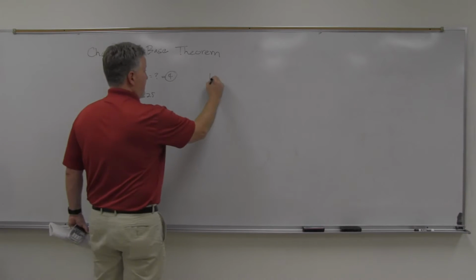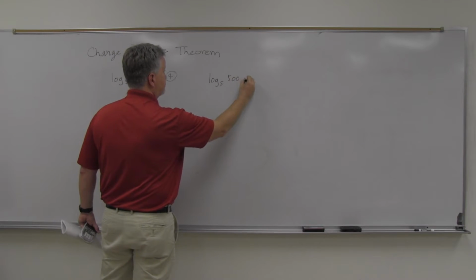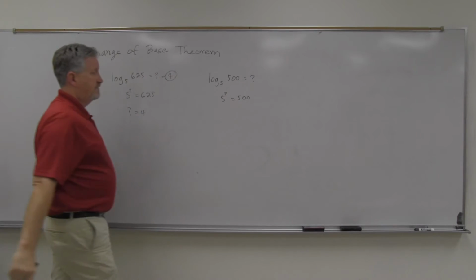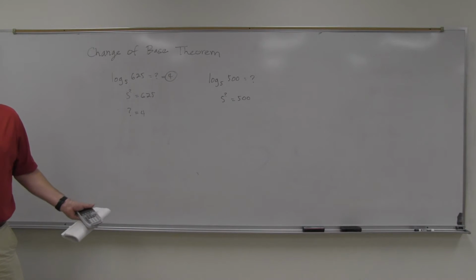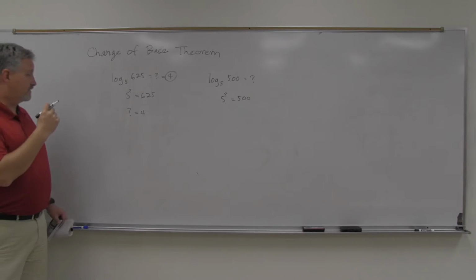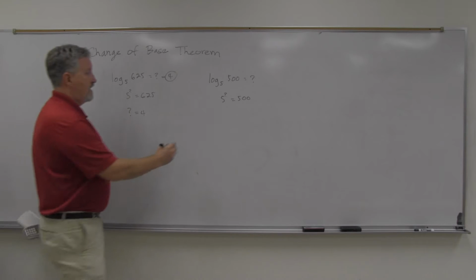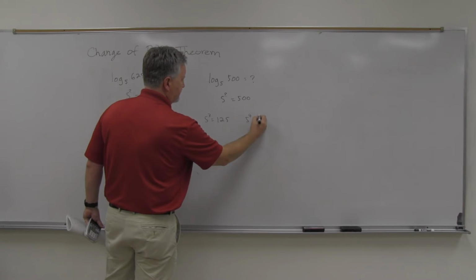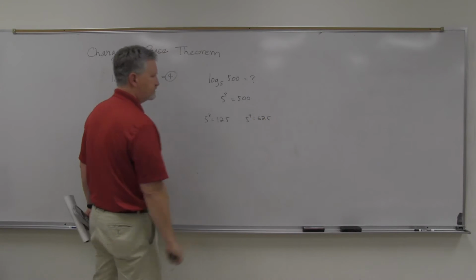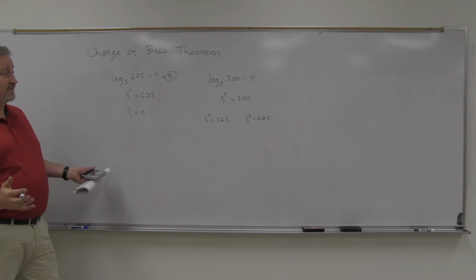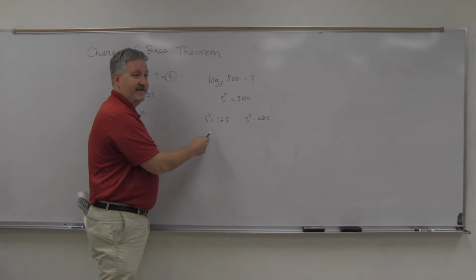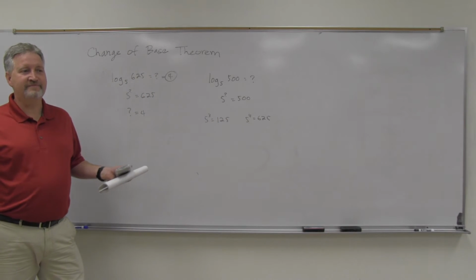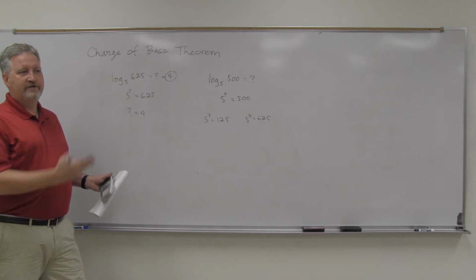Now, if it's log base 5 of 500, though, the problem with using the definition is that 5 to what power gives me 500 is not a nice power of 5. 5 to the third is 125. 5 to the fourth is 625, so I skipped right over. I could say it's probably closer to 4 than it is to 3, because it's 3 point something. That's probably what I could get out of doing it with this definition.